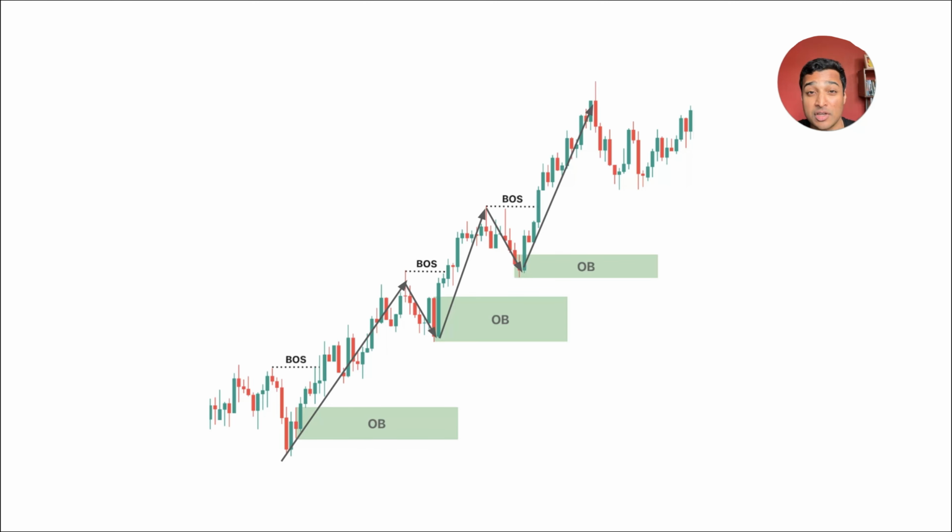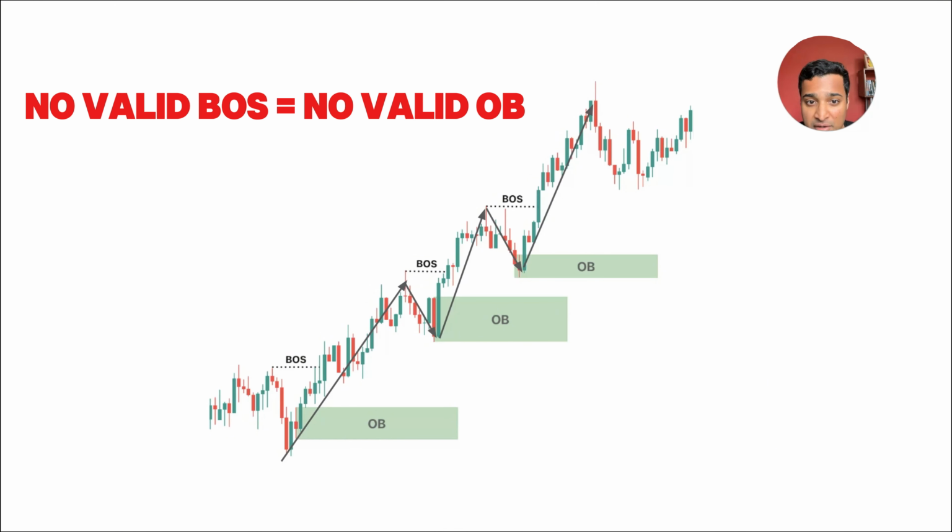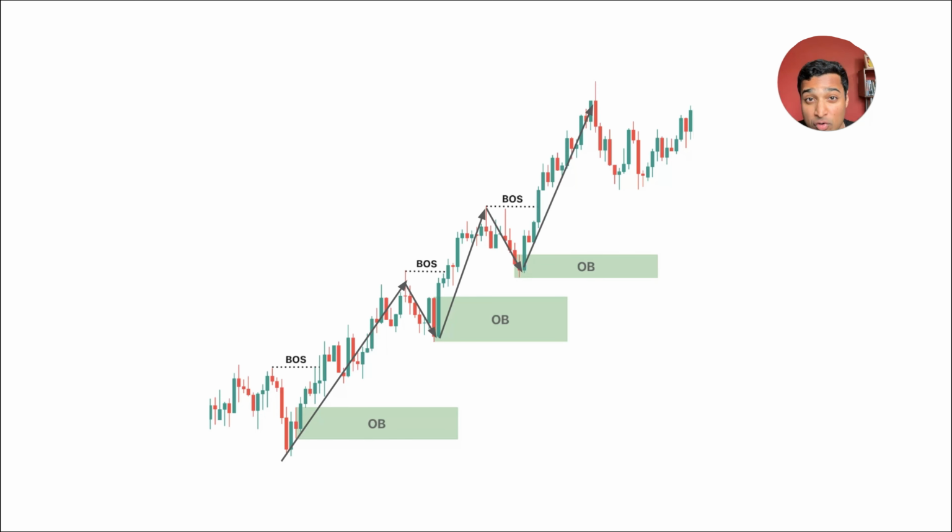I can't tell you the countless number of clients that have come to me for help who get stopped out of a trade only to later realize that they didn't check for a valid breakup structure. Without a valid breakup structure, we do not have a valid order block. Also remember, there has to be a confirmed candle close above the high for it to be a valid breakup structure. If it's just a wick, it doesn't count, because that could just be a liquidity grab.